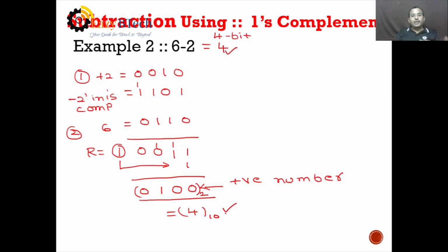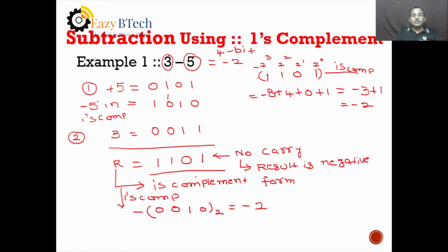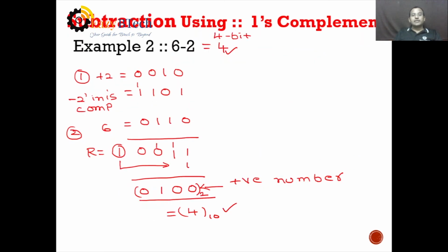So we will get two cases. In the earlier example, there is no carry. If there is no carry, it indicates the result is negative. So to get the corresponding decimal equivalent, take the one's complement and assign a minus sign. So you will get the result. The second case is when there is a carry out of the addition operation: you add that carry back to the result and it indicates the result is a positive number.